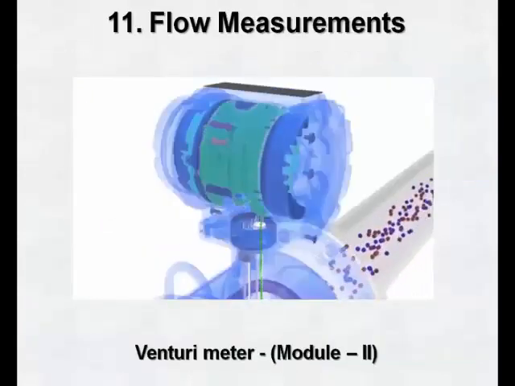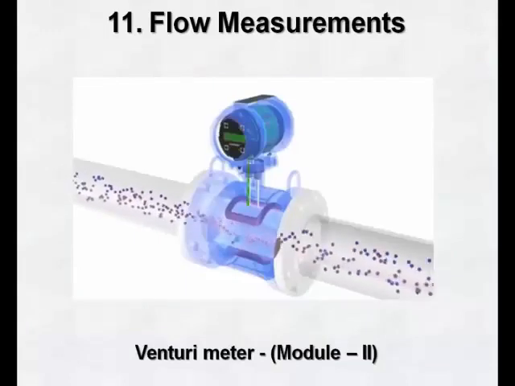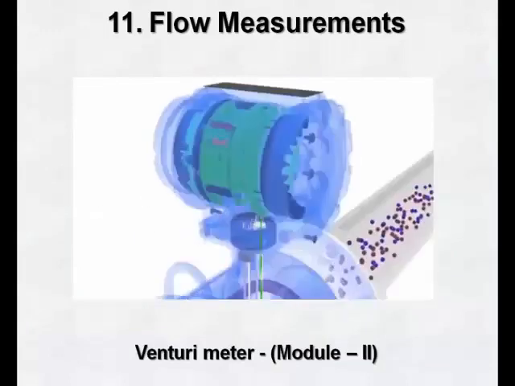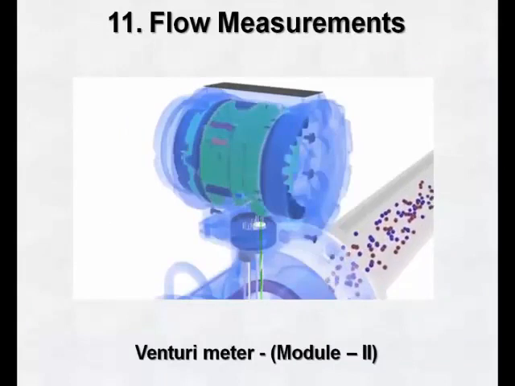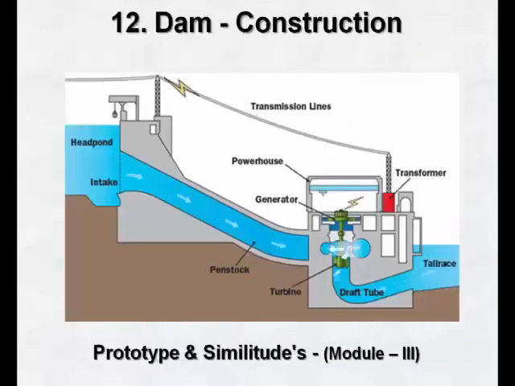Next one is flow measurements. A pitot tube is measuring the velocity of fluid. This will be seen in module 2. Next example is dam construction. This we will see in module 3. Up to this first part, that means fluid mechanics.